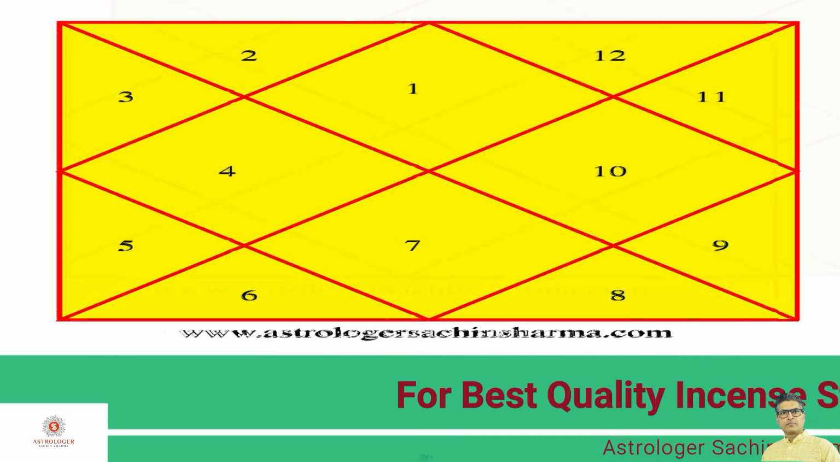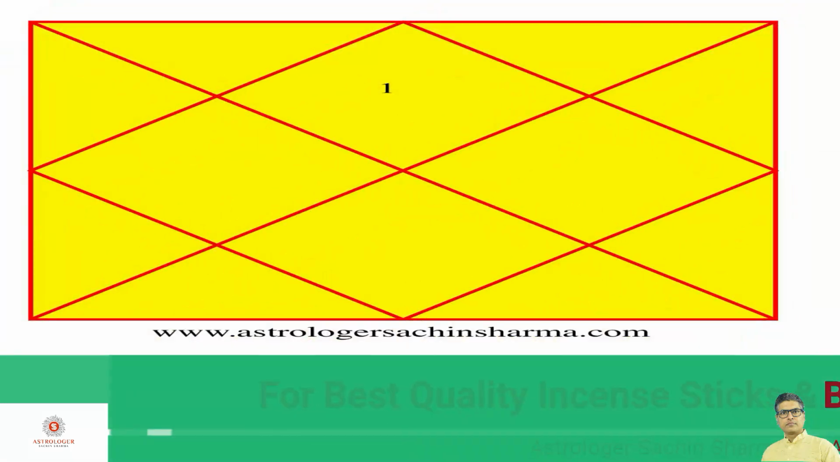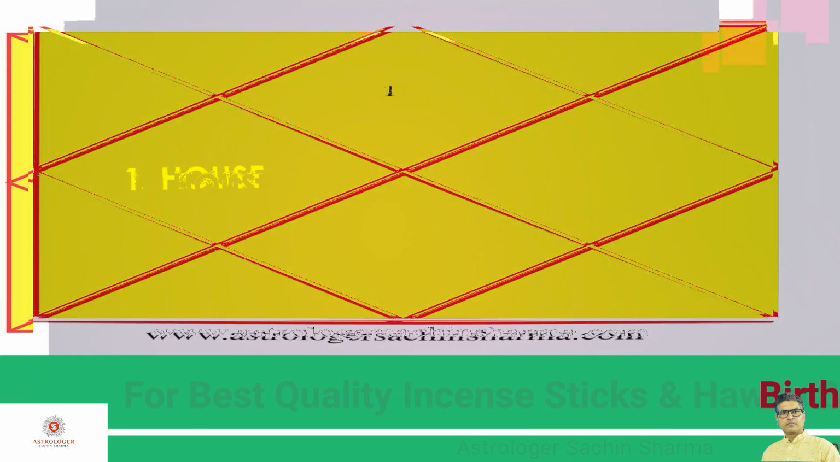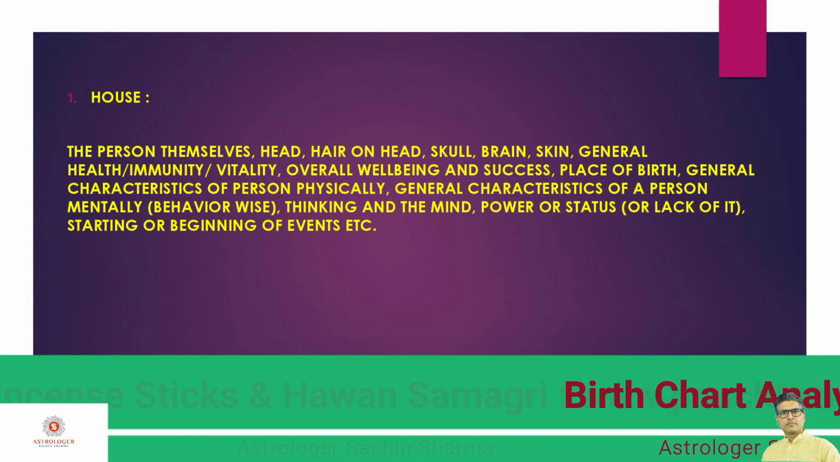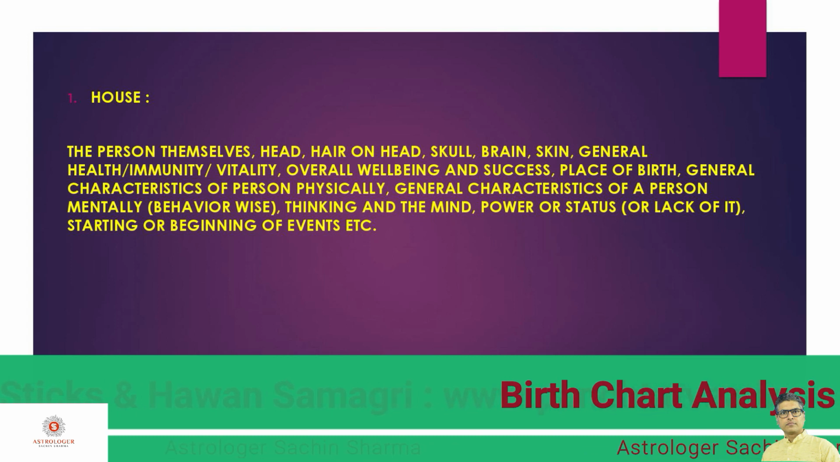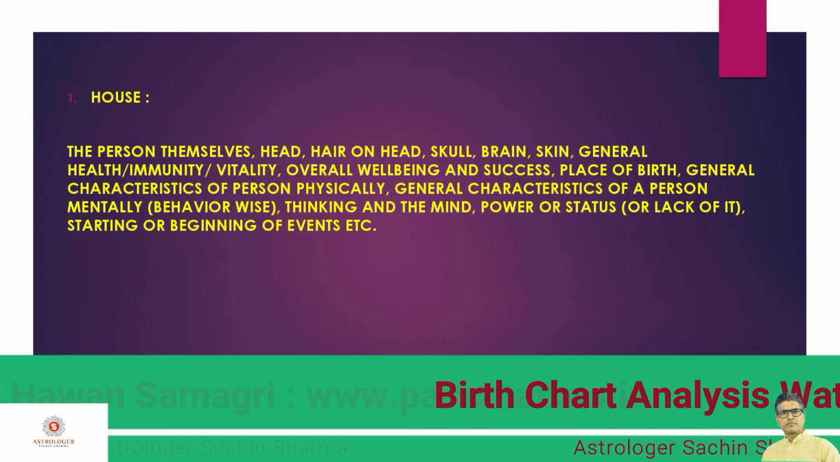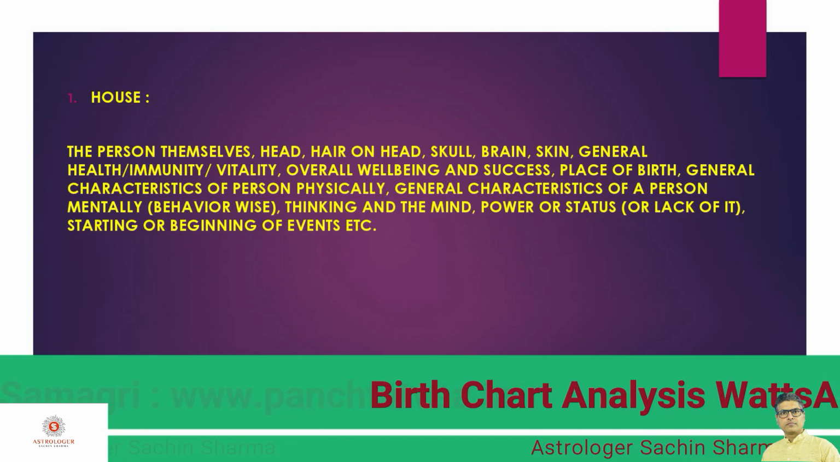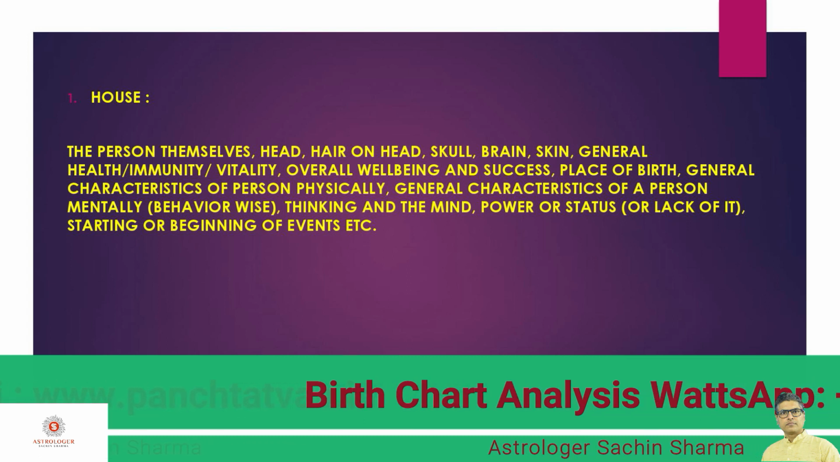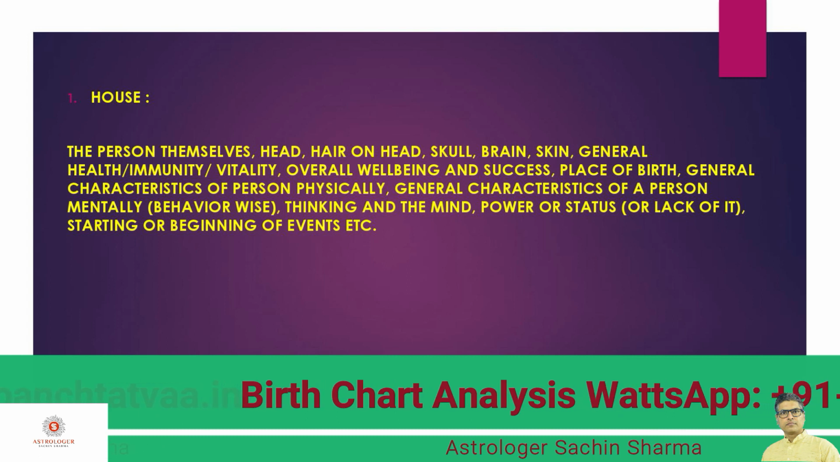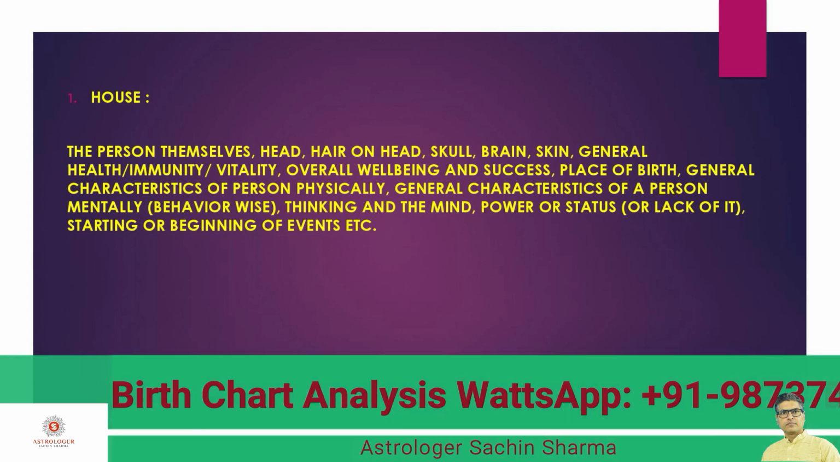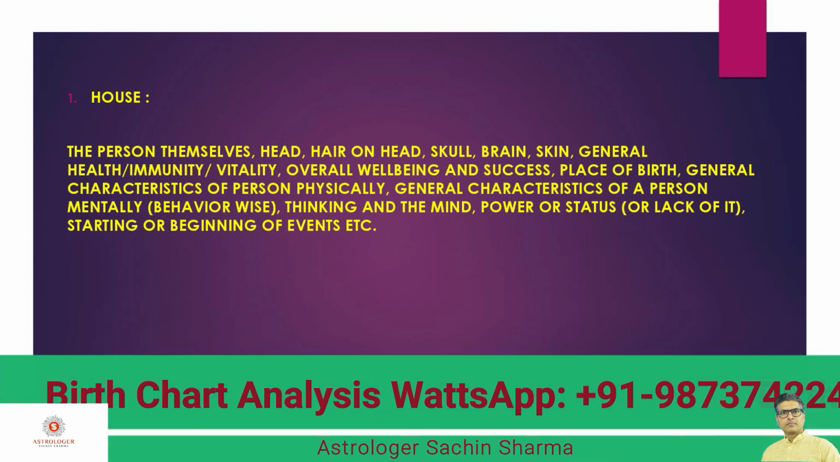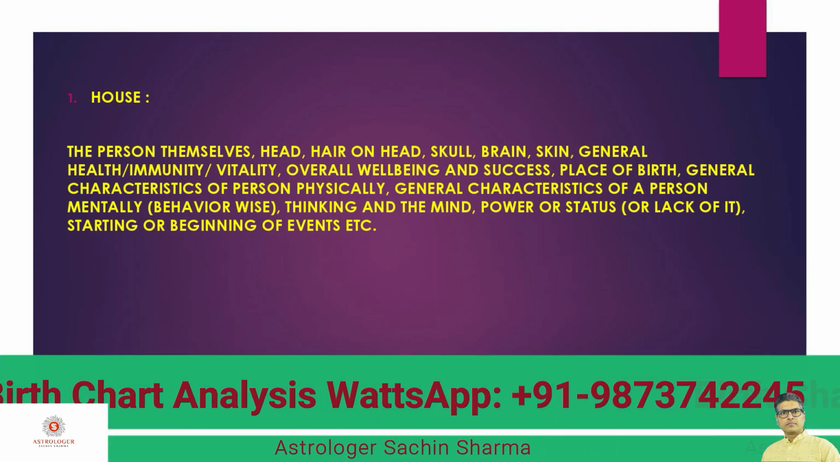So first house, this is our first house. This house represents the person themselves, our head, our hair, our skull, our brain, general health and immunity, place of birth, general characteristics of a person, thinking and mind, power or status, etc. So these are the traits or qualities, you can say, or properties of the first house, which is very important.